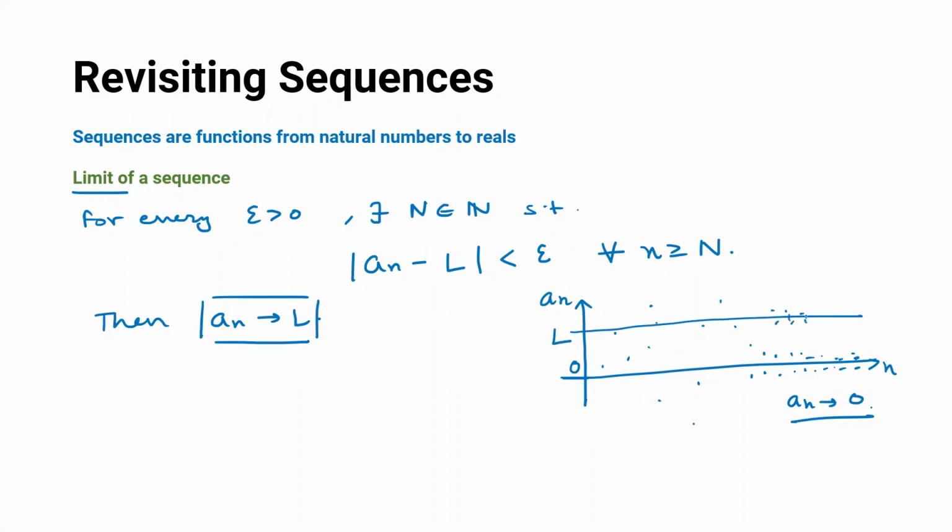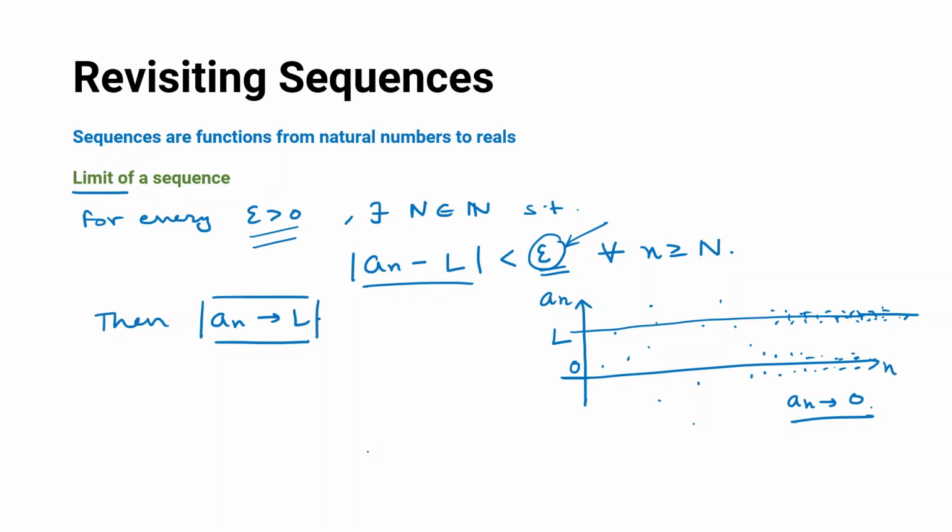If the terms become close to L, and just saying close to is not a very mathematical thing, right? The closeness is governed by this epsilon. We can make it anything greater than 0, and for all of these epsilon we can make an as close to L as we want, right? So this was a quick recap of what the limit of a sequence is.